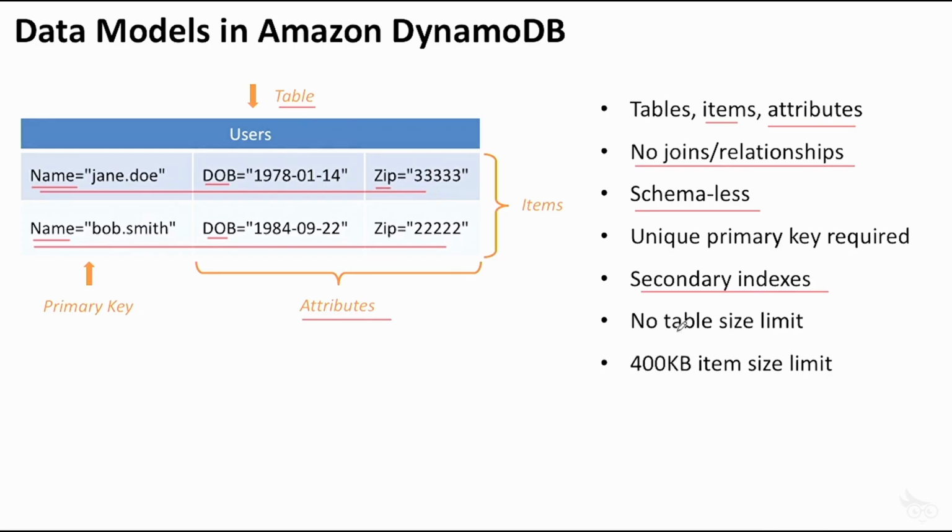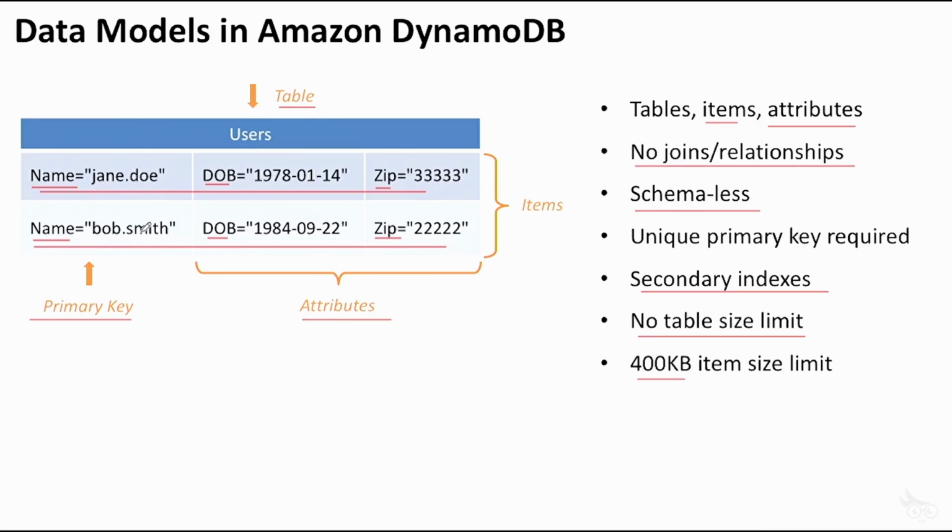There is no limit to the size of a table. You could go into the gigabytes, the terabytes, the petabytes if you want to. There is a limit on the particular item. So one item can be no more than 400K, and keep in mind that does include the length of the attribute names. So again, within DynamoDB, we have tables that are comprised of items, and items are comprised of a primary key and attributes. In this particular example, our primary key is a unique name, such as Jane Doe and Bob Smith, the difference between those two being unique.